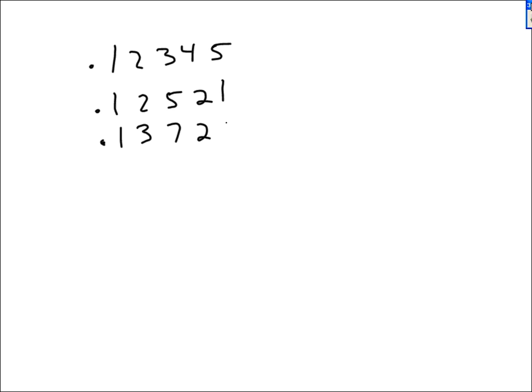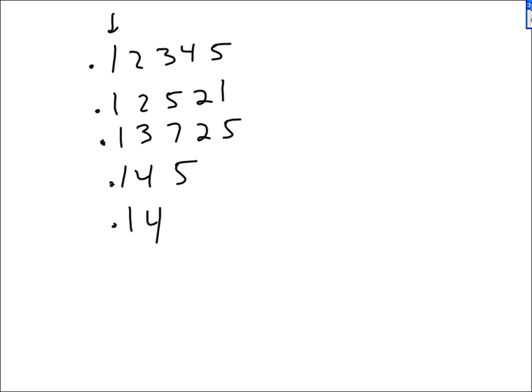Once you find one that's the smallest, write it down and then cross it off. Deal with the remaining numbers. Suppose you have this one: 0.12345, 0.12521, 0.13725, 0.145, and 0.14.